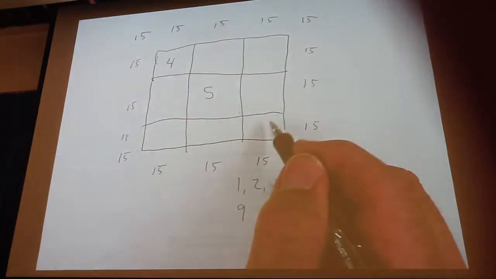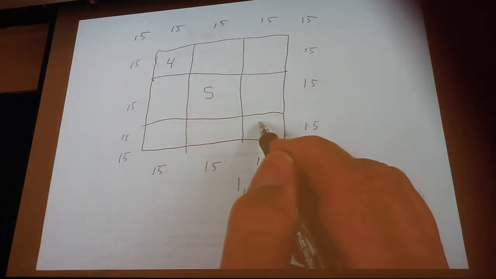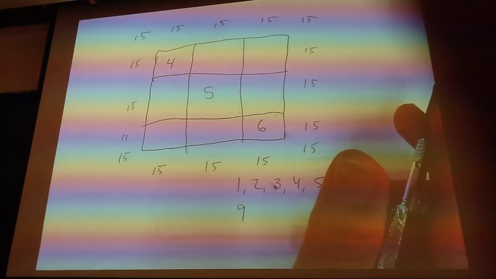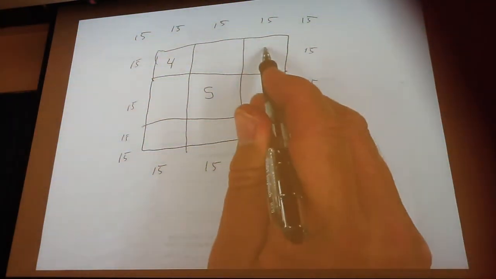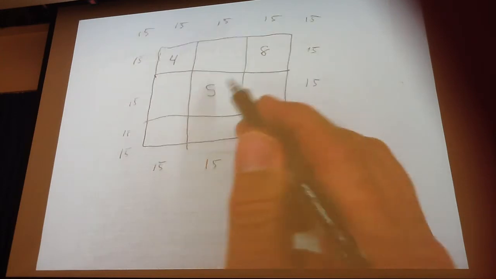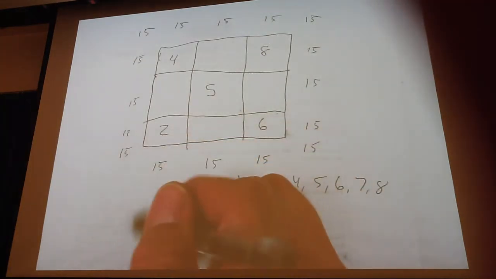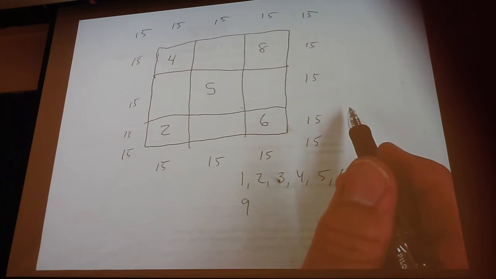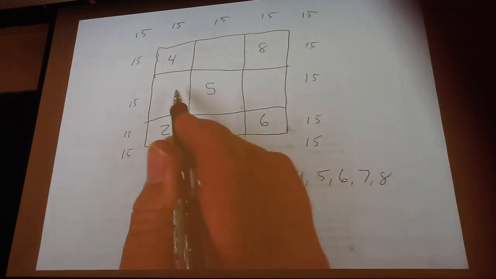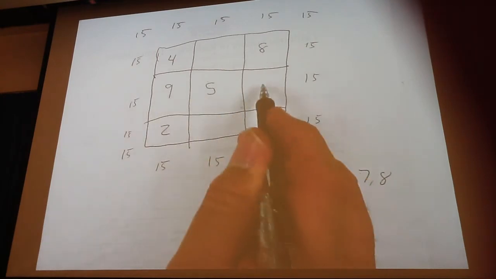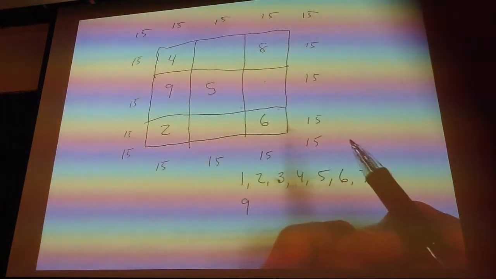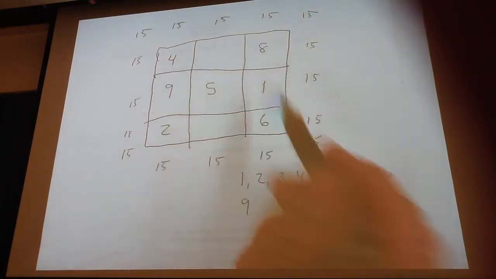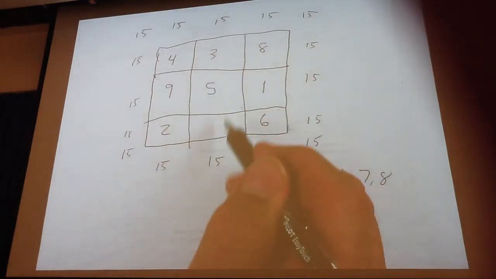Okay, well, let's try this. 4 and 5 are 9, and 6 is 15. Let's do 8 and 5 are 13, and 2 is 15. Can you guys figure out what the rest of the numbers are now? 9. What should I put here? 9. 9 here, what here? 1. 1, okay, what about up here? 3. Okay, that wasn't so hard, was it?